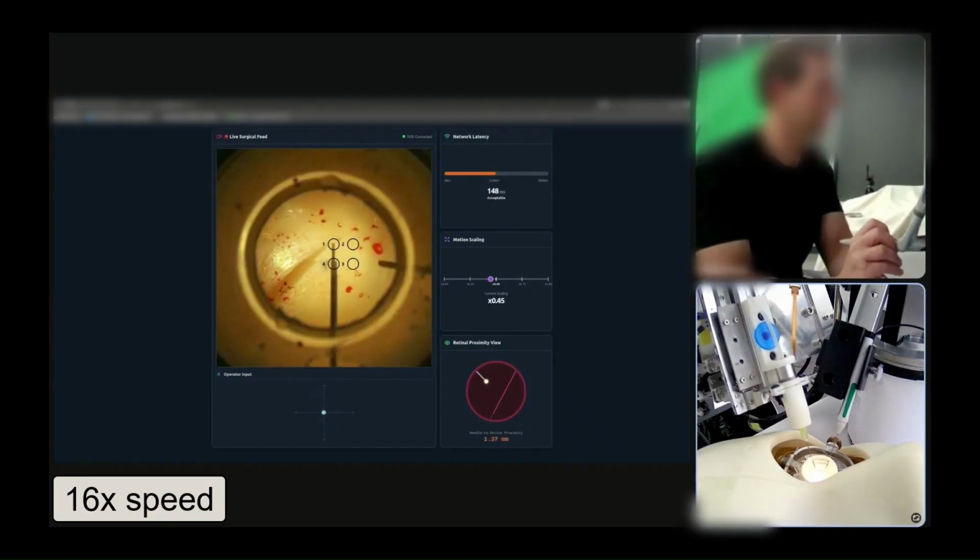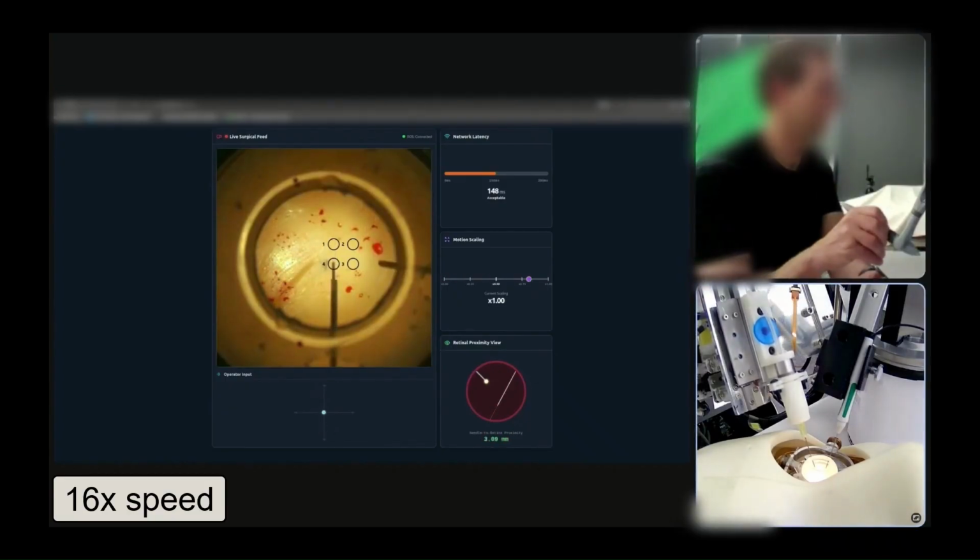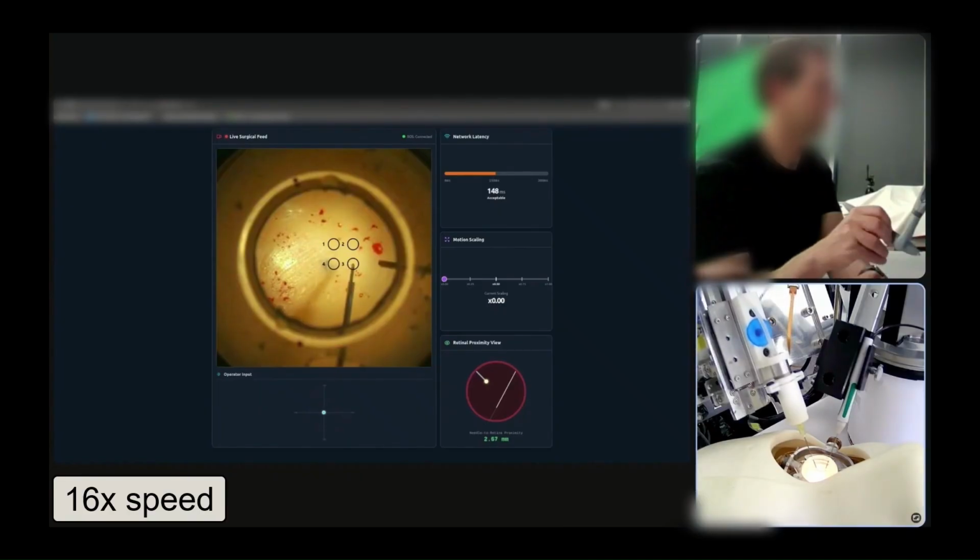Here you can see one of the surgeons performing the user study. Note the increase in delay for circle 3 and 4.